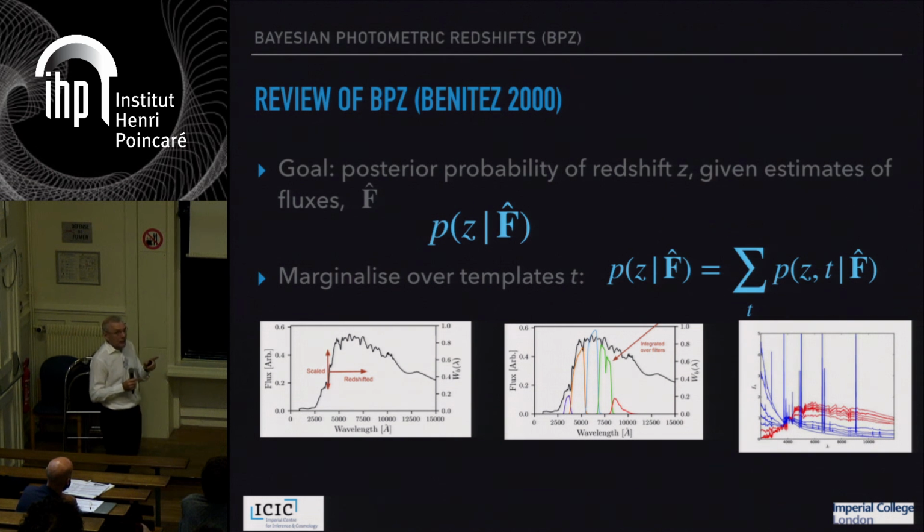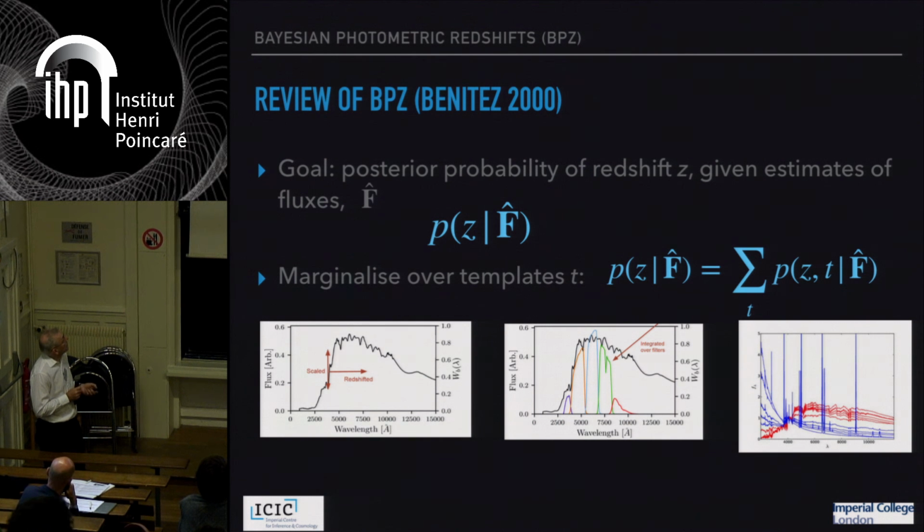So let me just, to set the scene, review how this is done with single sources, and just a very brief review of the Bayesian photometric redshift method of Benitez from 2000, just to basically introduce some of the notation and show you how the more complicated case works with blends. So the goal of BPZ is to get a posterior probability for the redshifts given the fluxes, the estimated fluxes f hat. And with template methods, then the procedure is to marginalize over the templates.